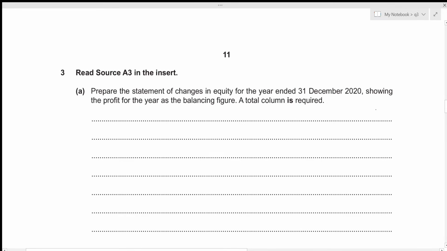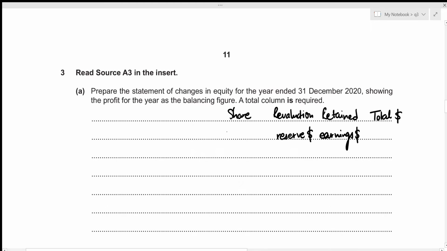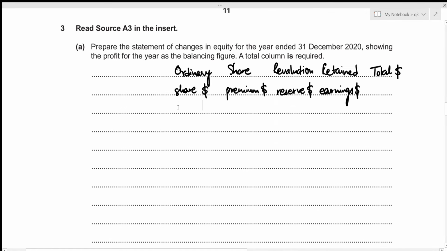Okay, so I'm going to start with the total column. Then the last one we had was retained earnings. Then we had revaluation reserve. We had our share premium. And the ordinary share. Okay, I'm just going to divide these columns.